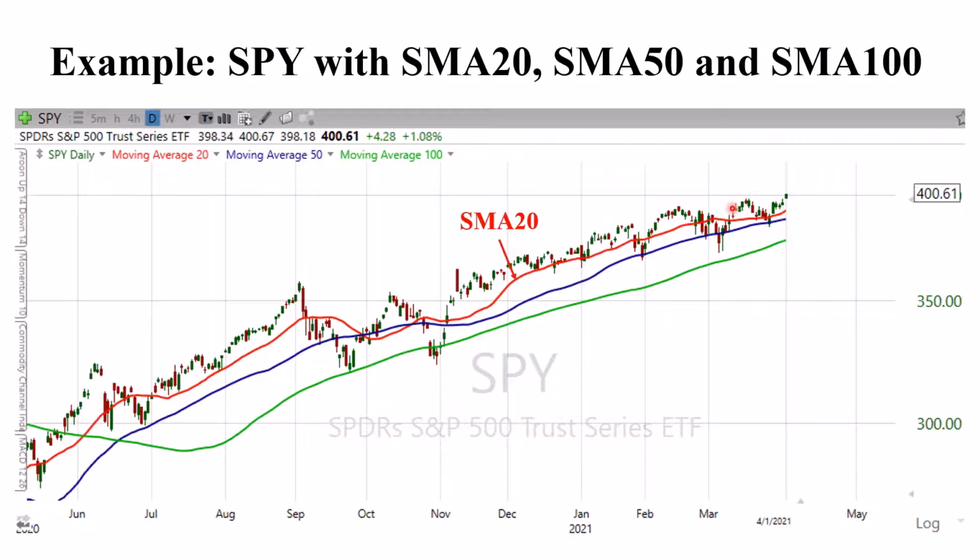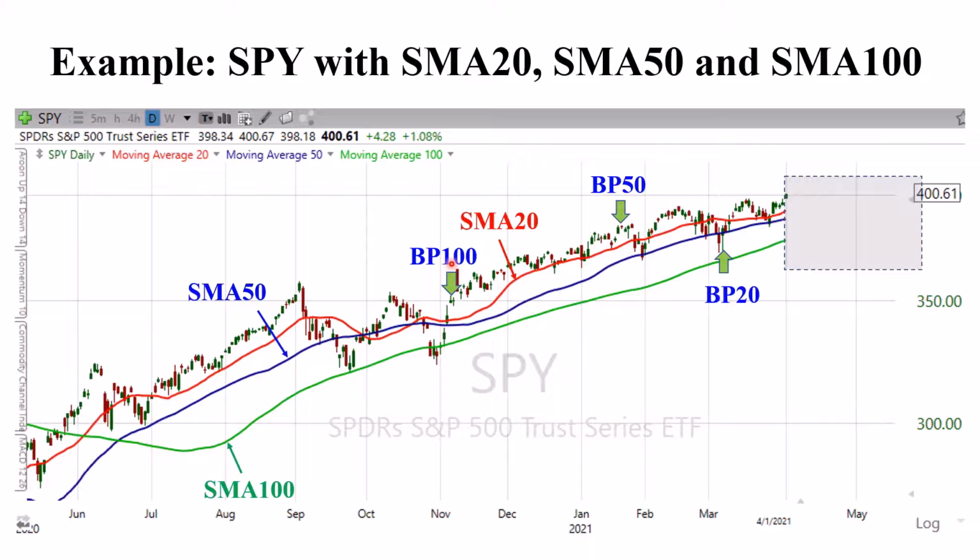Herein, the red line is SMA 20, the blue line is SMA 50, and the green line is SMA 100. Correspondingly, here is the 20 days benchmark price, 50 days benchmark price, and 100 days benchmark price. Since today's close price is well above BP 100, we anticipate the SMA 100 will stay in the uptrend in the next few weeks. BP 50 will fall off next week, so SMA 50 will follow the strong uptrend.